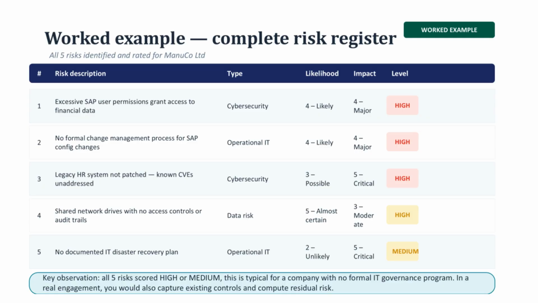The key observation here is that after listing residual risk ratings, a real audit would also show existing controls and show how they reduce inherent risk to the residual level. We are trying to simplify here by assuming no controls. So in lab one, you will add a control gap column that shows what control is missing.